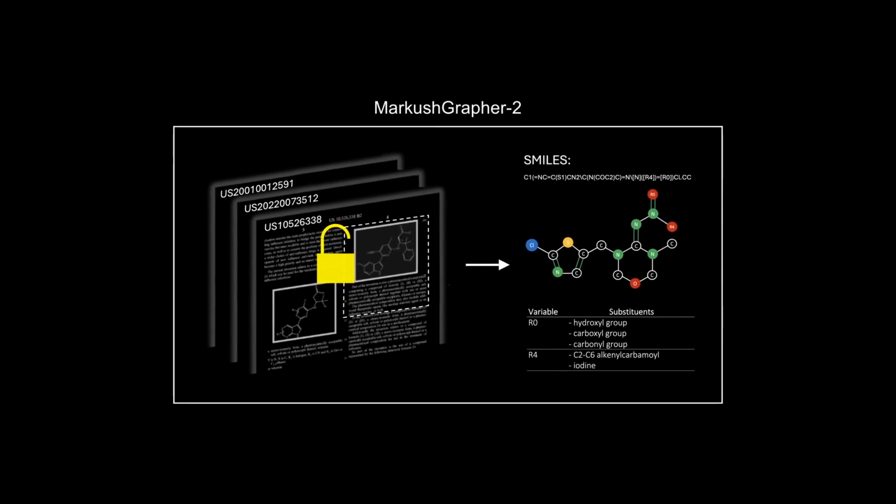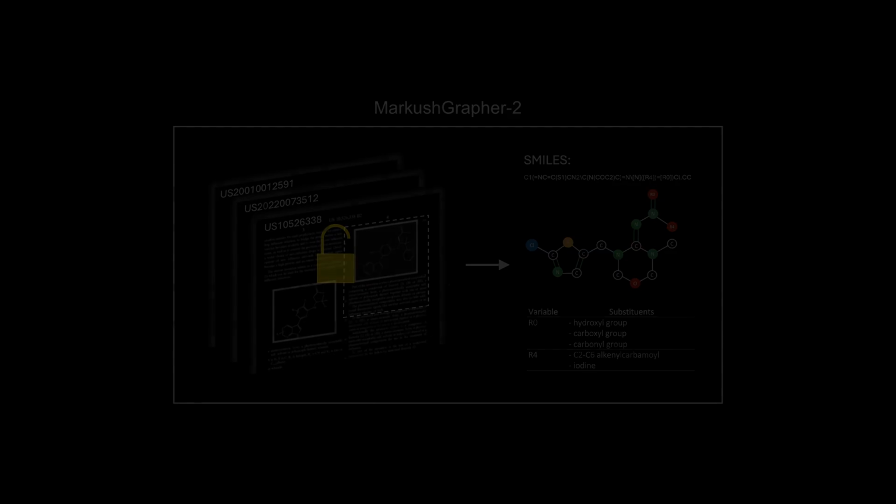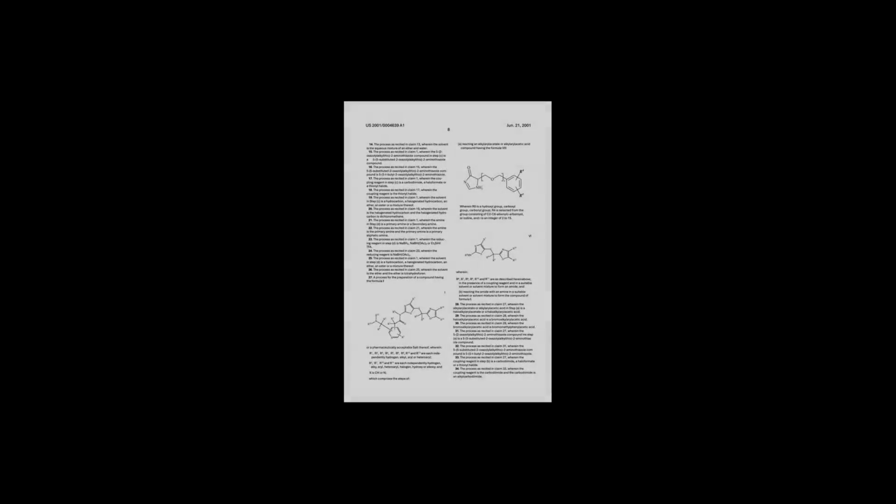Our model is able to parse images ranging from standard molecular structures to complex multimodal Markush structures containing variable groups, frequency and variational indicators, as well as descriptive text. To understand how MarkushGrapher-2 works, let's take a closer look at the model architecture.